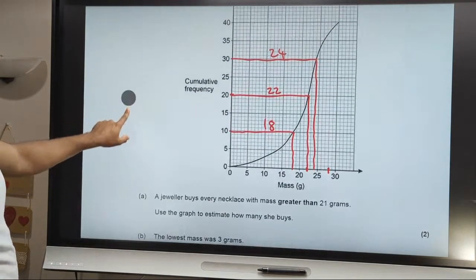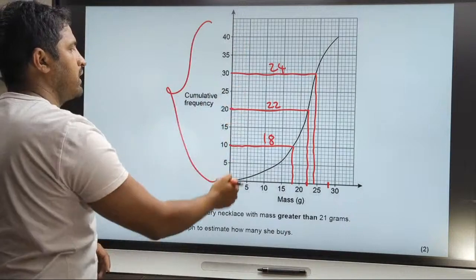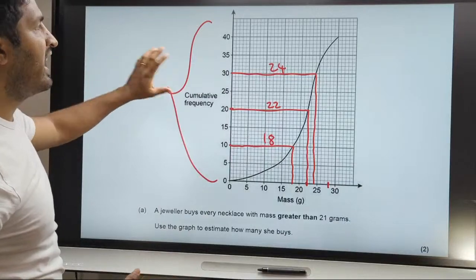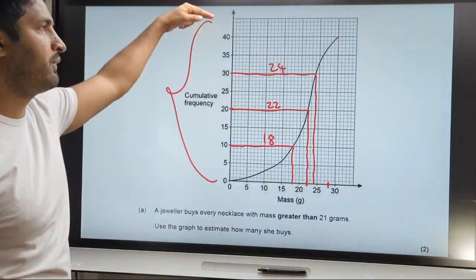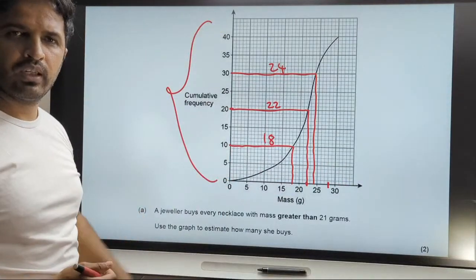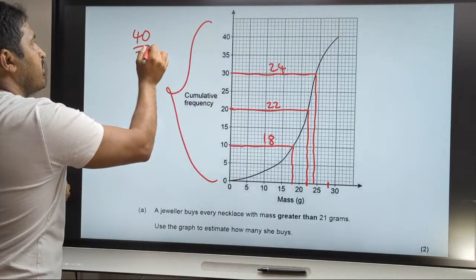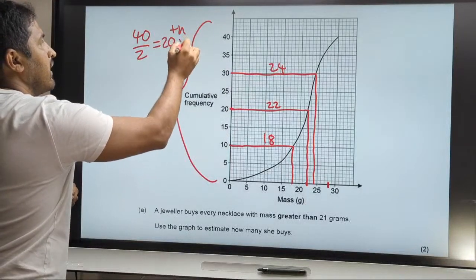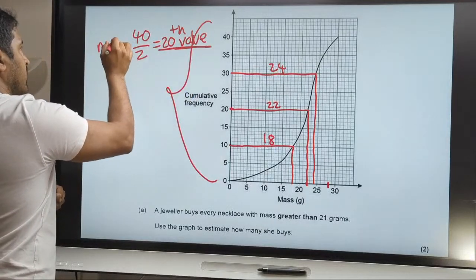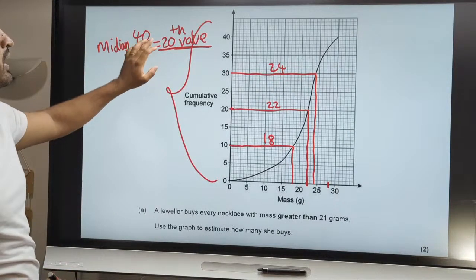Okay. So median value, you've got 40 in total. Those are 40 as a cumulative frequency. I mean the frequency is 40. There are 40 different necklaces with different weights. If you put those 40 necklaces in order, from 0 to 40, the middle value would be 40 divided by 2, which is the 20th value. That would be your middle value, which we call the median.